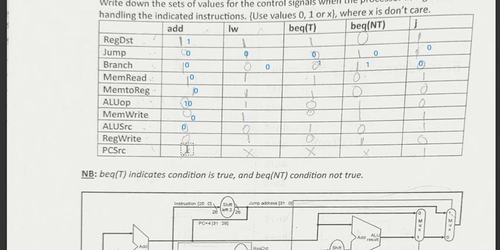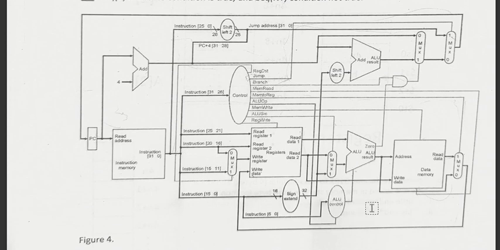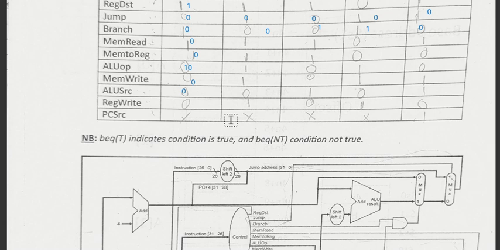The next one is reg write. Yeah, in R format we write to a register. I mean, when we finish our evaluation, we take our result back to the register. So in R format we write to the register. So I think you put 1.